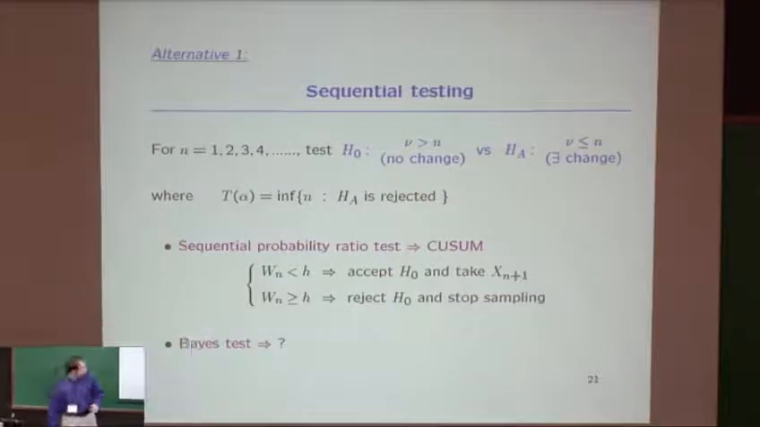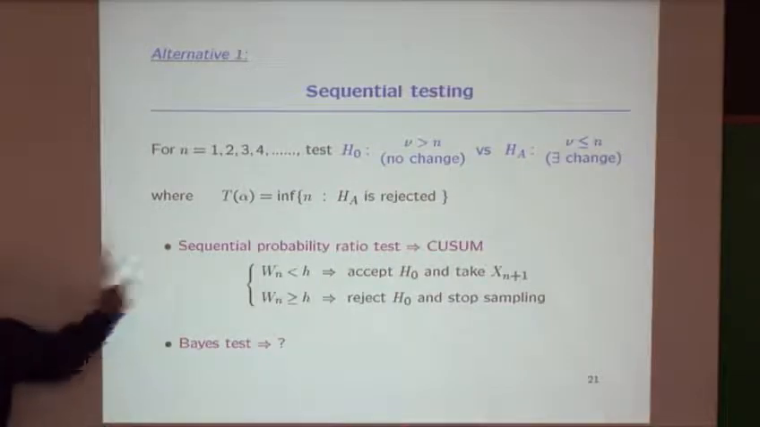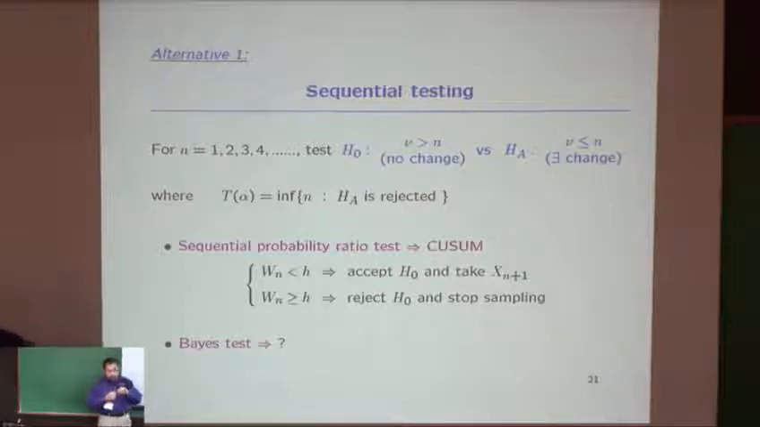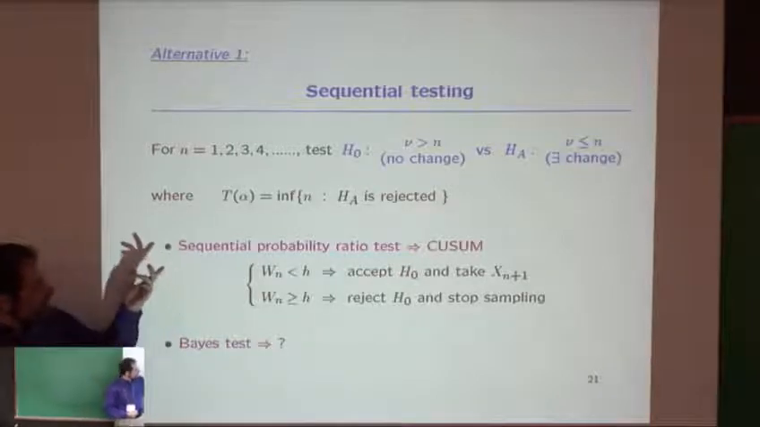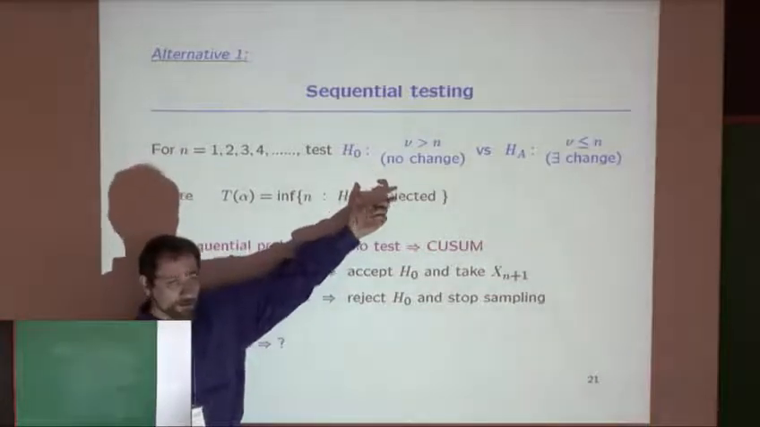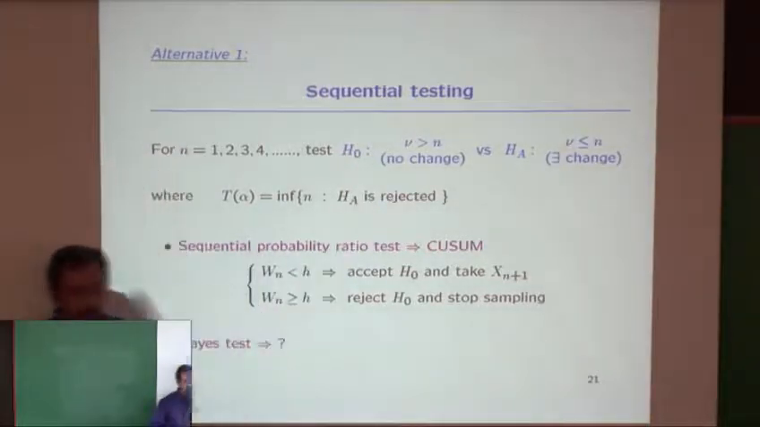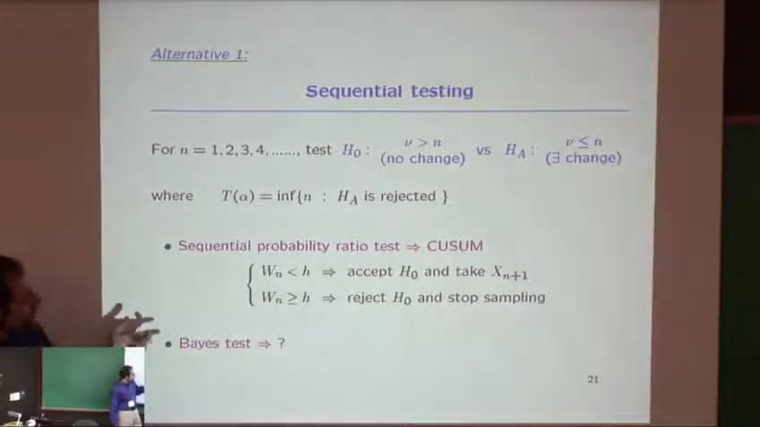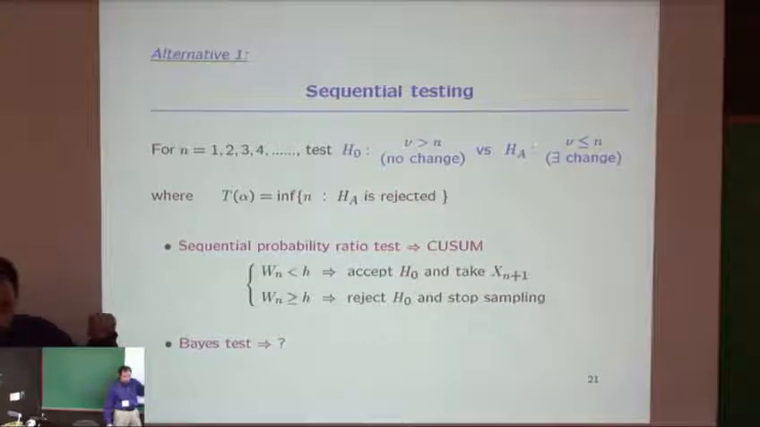Before that, just a short other idea. You know how CUSUM appeared. Page introduced CUSUM as a result of a sequence of likelihood ratio tests, basically. You are testing the null hypothesis that the change point has not happened, against the alternative that it happened sometime in the past already. The first time you reject that hypothesis by a likelihood ratio test is the CUSUM stopping rule.